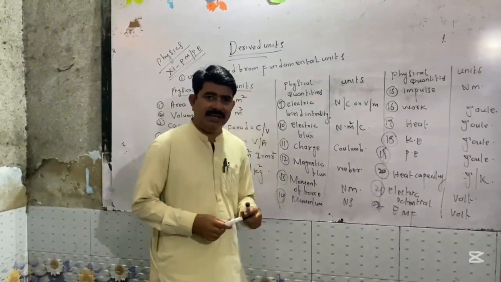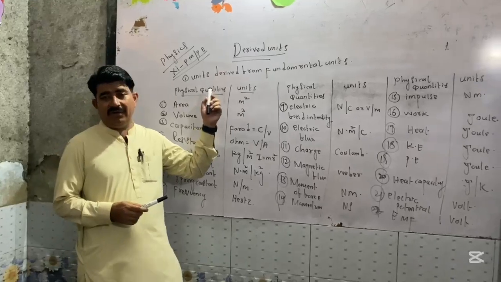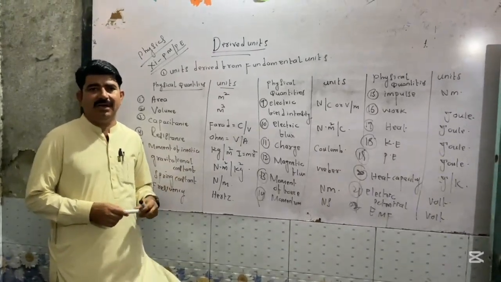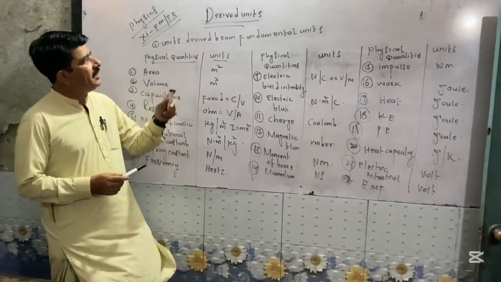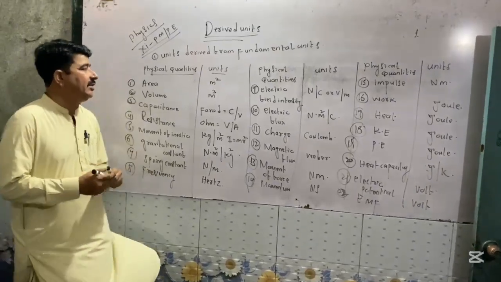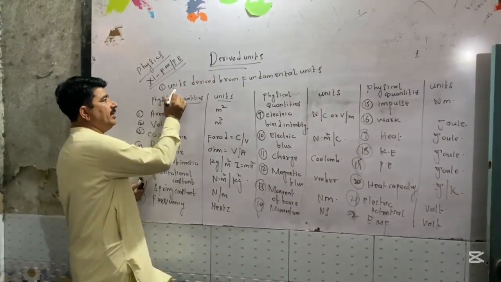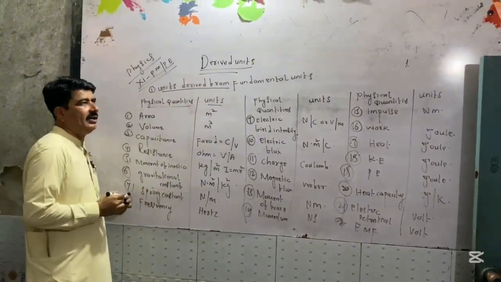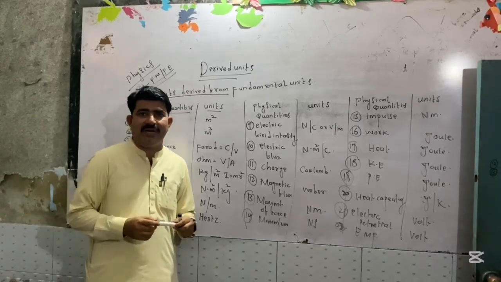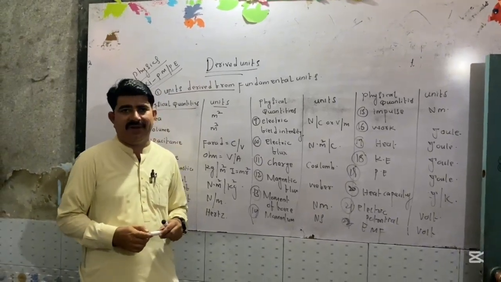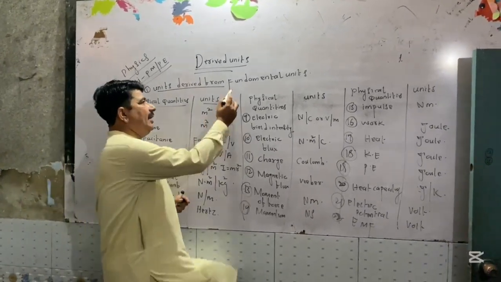Today we are starting our next lecture, derived units, for first year, ninth and matric. What is a derived unit? First we must know about fundamental units. Units derived from fundamental units are derived units. Units not derived from any other unit are called fundamental units.